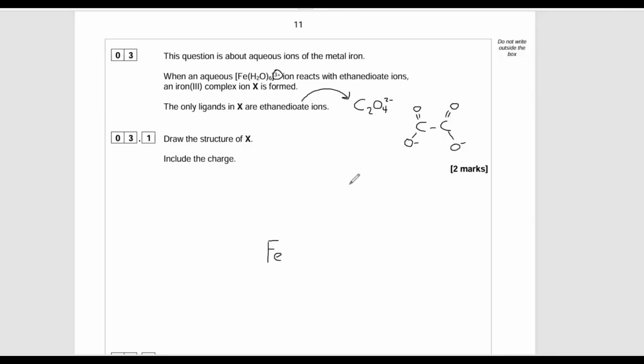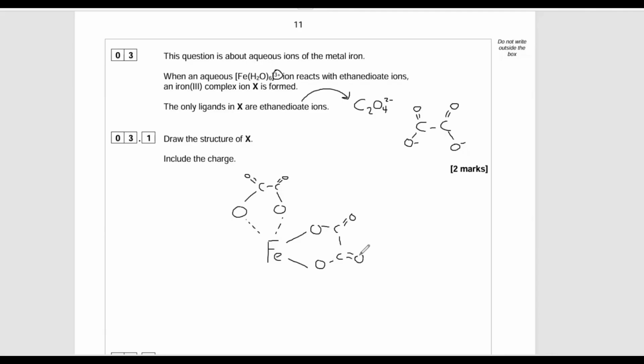Okay, so remember this has got a 3 plus charge, this ion, and it's in the middle. And we're going to draw our ligands around them. Now, ethane-dioate is a bidentate ligand. Ligand is the molecule that bonds to the central metal ion. So we're going to have 3 ethane-dioates around here. Each one forms 2 coordinate bonds.